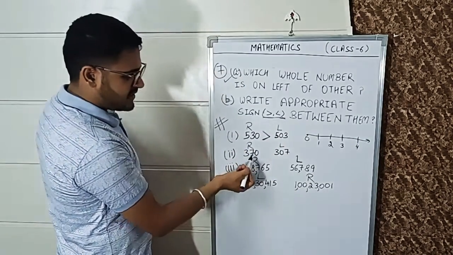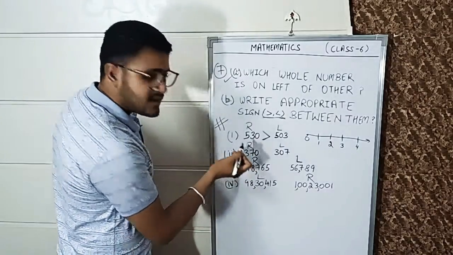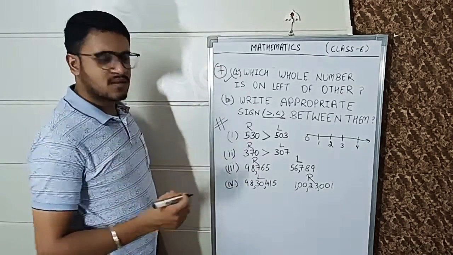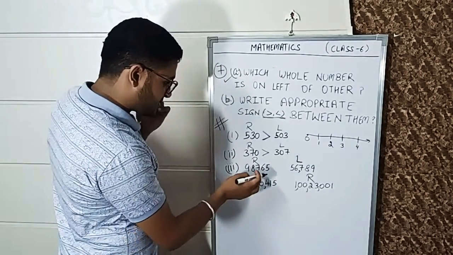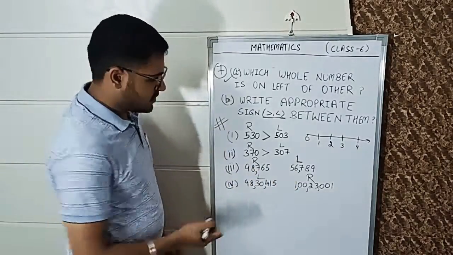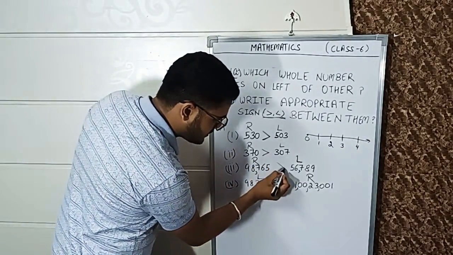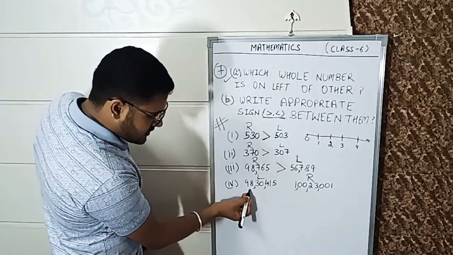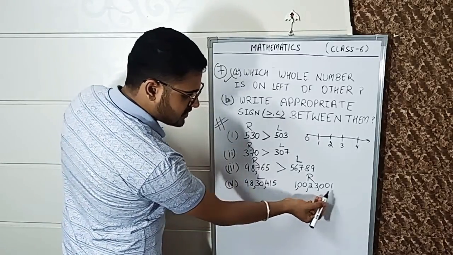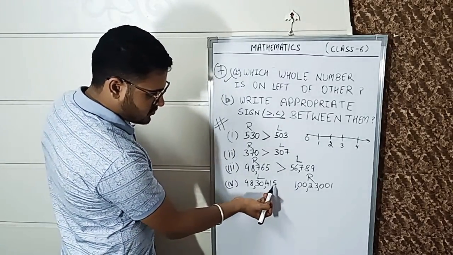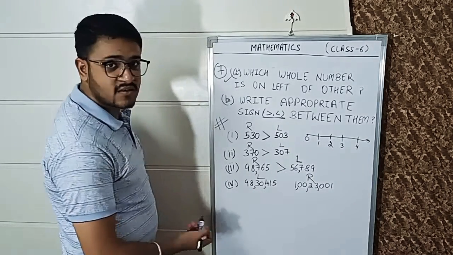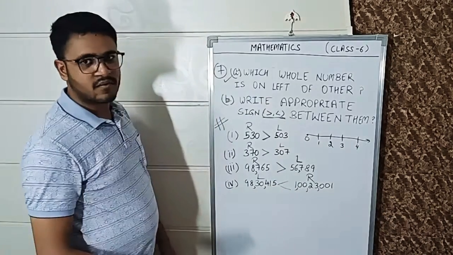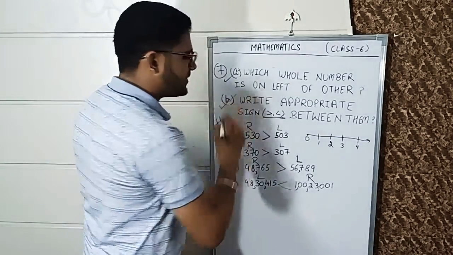In the next example, 370 and 307. 370 is larger, so we keep the mouth open towards 370. Okay. In the next example, 98,000 and 56,000. This one is larger. Again, mouth open towards the larger number. In the last example, this is 1 crore 23,001. This is 98 lakh 30,415. Which will be the larger number? This one. So we will keep the mouth open towards this number. This way both the parts are complete.